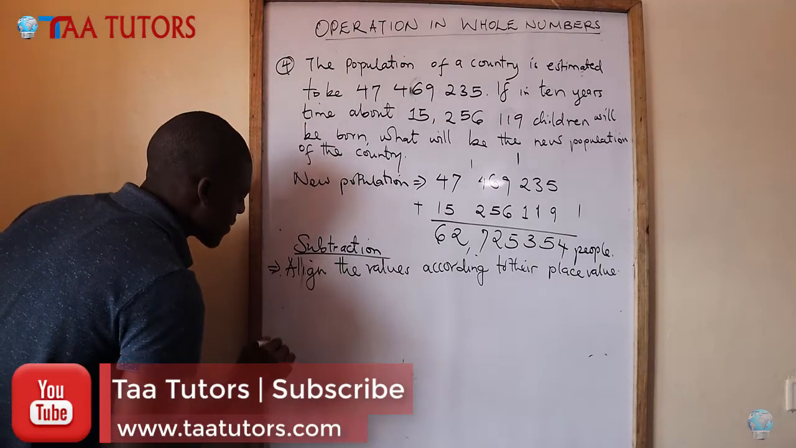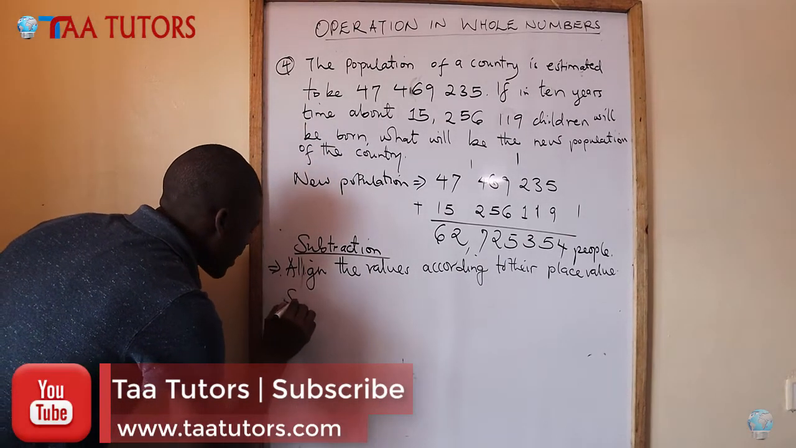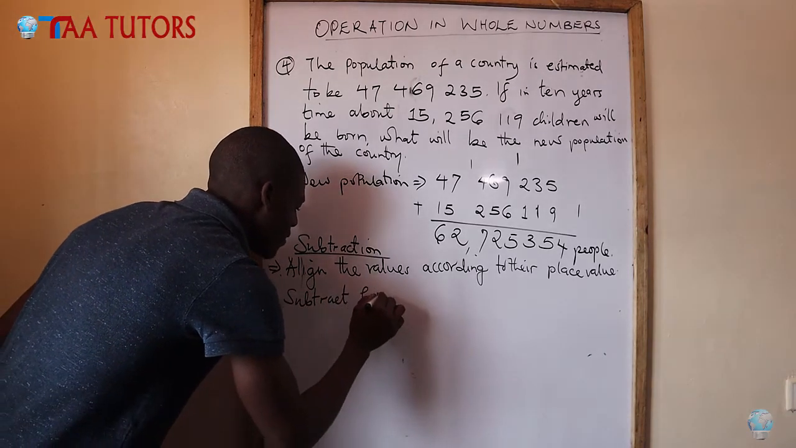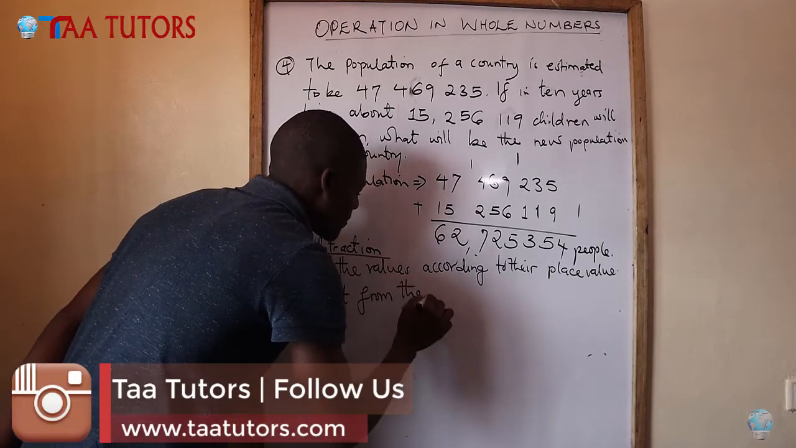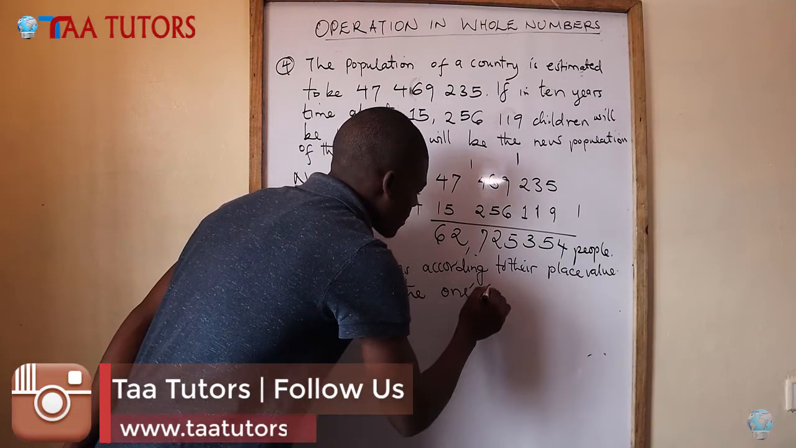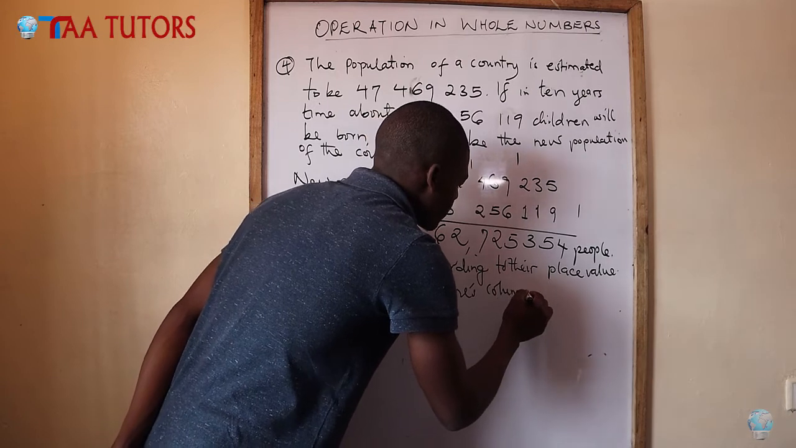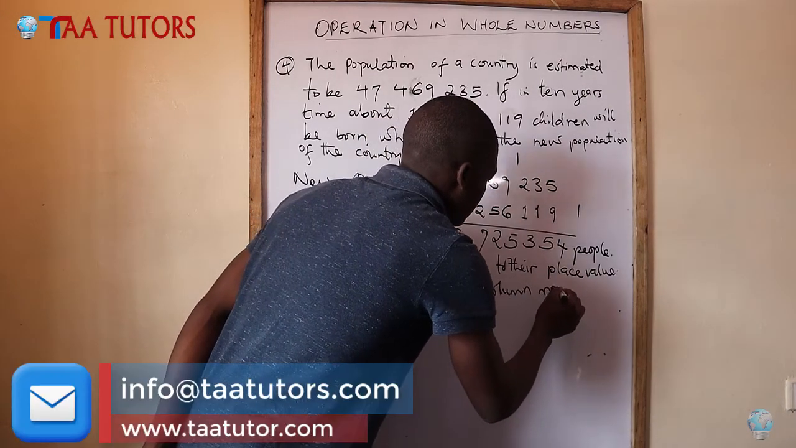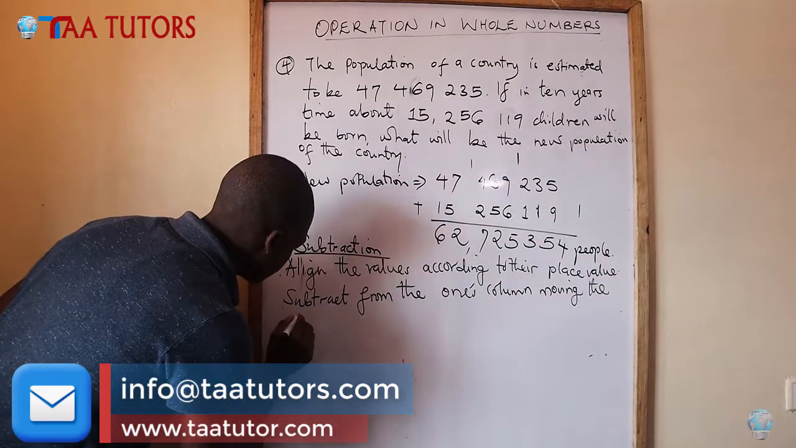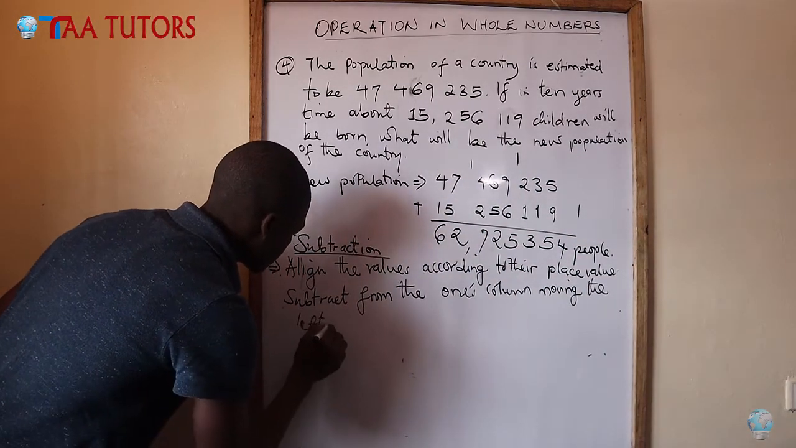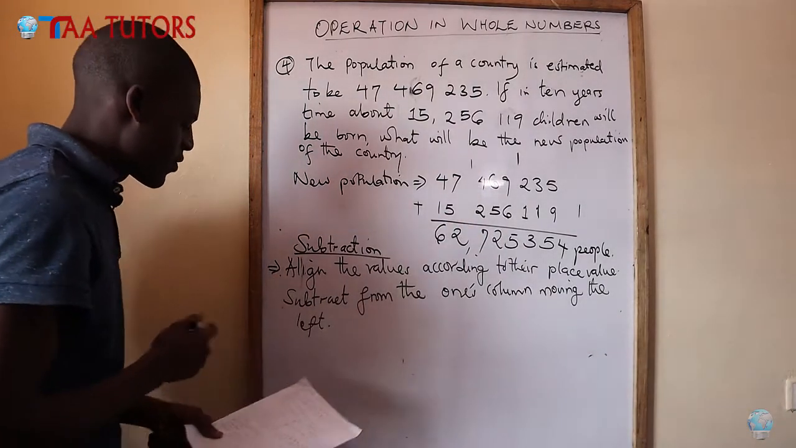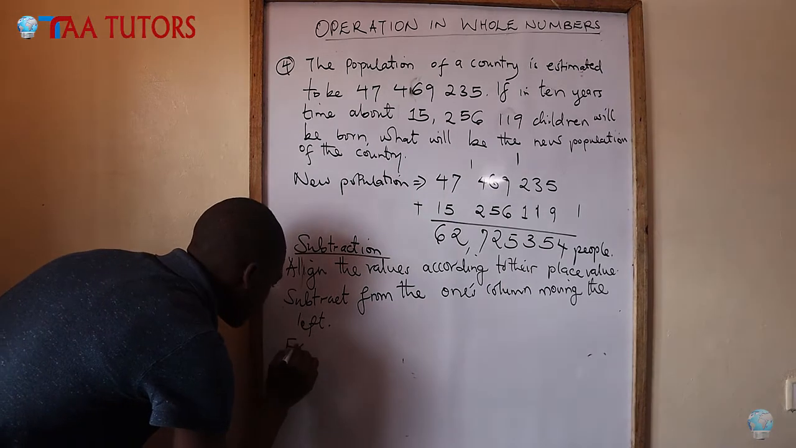When you have the second one, subtract from the ones column, moving to the left. Subtract from the ones column, moving to the left. Let's go to the first example.